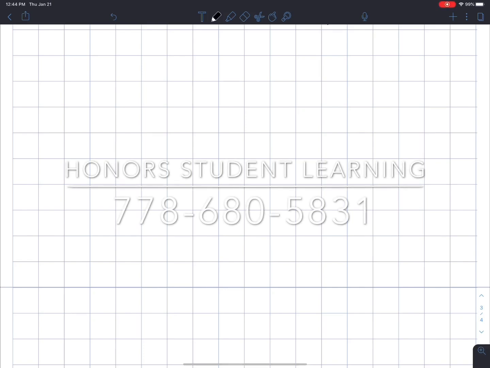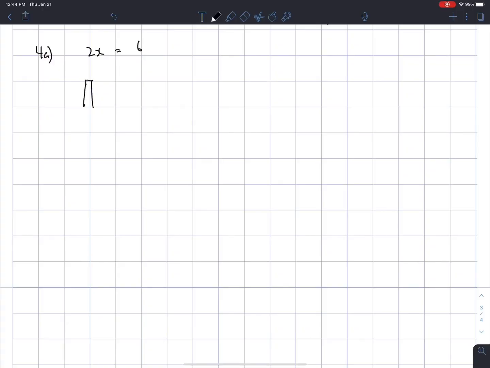Okay, moving on to question 4a. We have 2x equals 6. Because there's 2x, when you draw this out, I want you to be very careful. There's 2x, so I also want you to put 6 into groups of 2. So this will be 3 and 3, right? Try to put them in groups of 2 because there's 2x. Because now you can say that 1x must equal 3. And that's the answer, x equals 3.